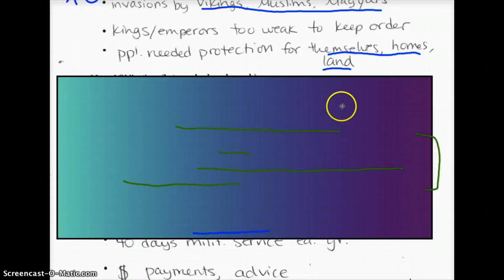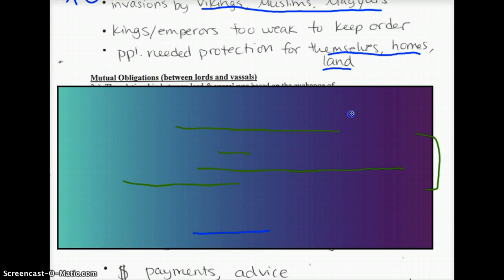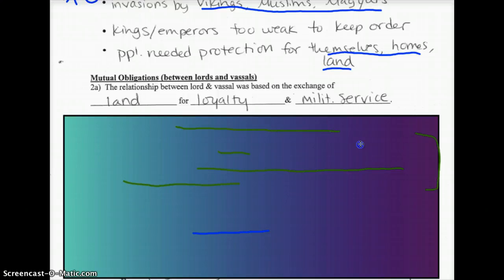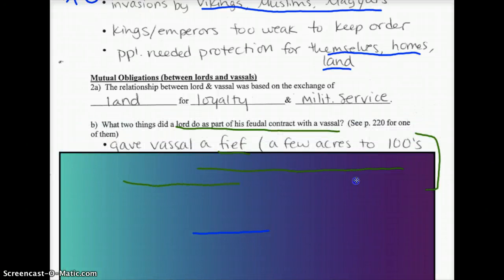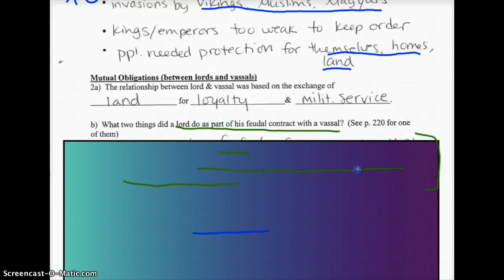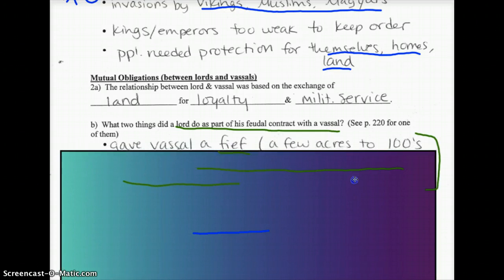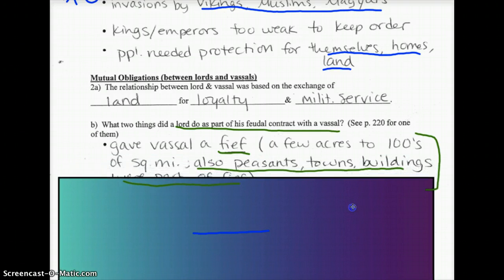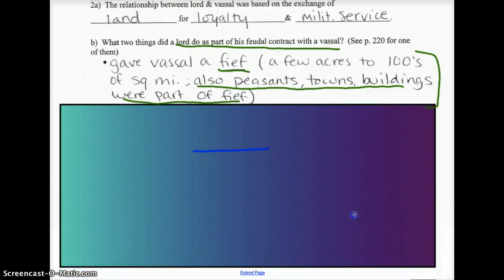All right, so the next part deals with obligations. What did people owe each other as part of feudalism? So, lords and vassals. You have that fill in, so check it out. And then, as part of the feudal contract with a vassal, what did the lord have to do? So, first off, gave the vassal a fief. And this could be various sizes. It could be a few acres large to hundreds of square miles. It just depends on the size of the fief.